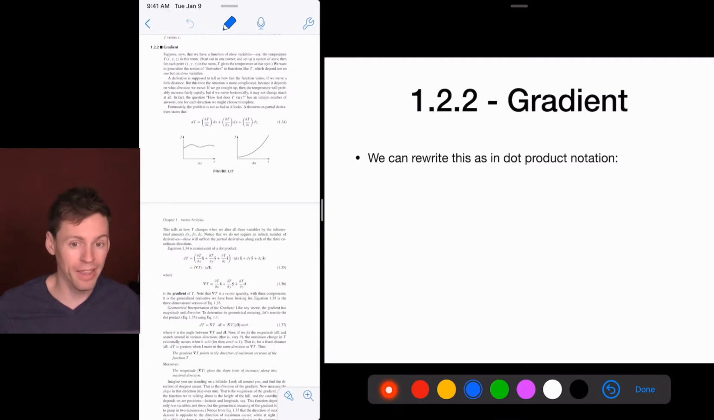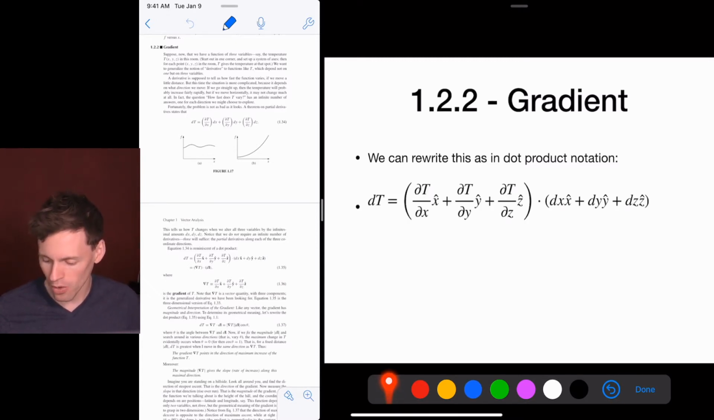So we can rewrite this in dot product notation to say that the derivative of the function is the derivative of the function with respect to x in the x hat direction, plus the y component in the y hat direction, plus the z component in the z hat direction, and then dotted into the differential element dx, dy, dz, each in its own x hat, y hat, z hat. And what happens when you do that, you know that x dotted into x hat is 1, and then x dotted into y or z is 0. So what you end up getting at the end of this is just the same function that we had before.